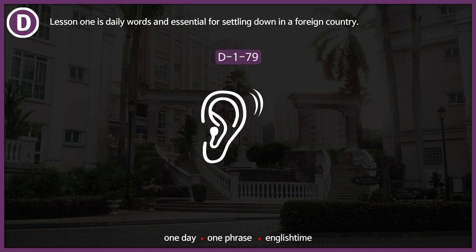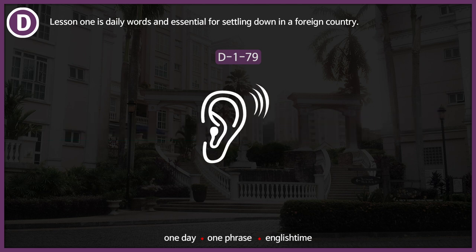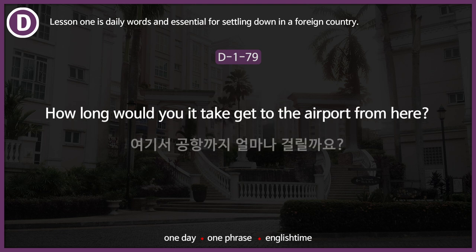How long would it take to get to the airport from here?